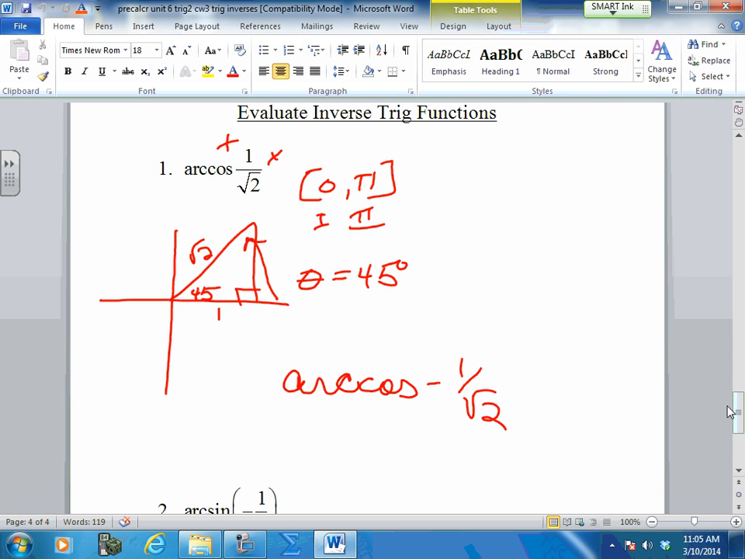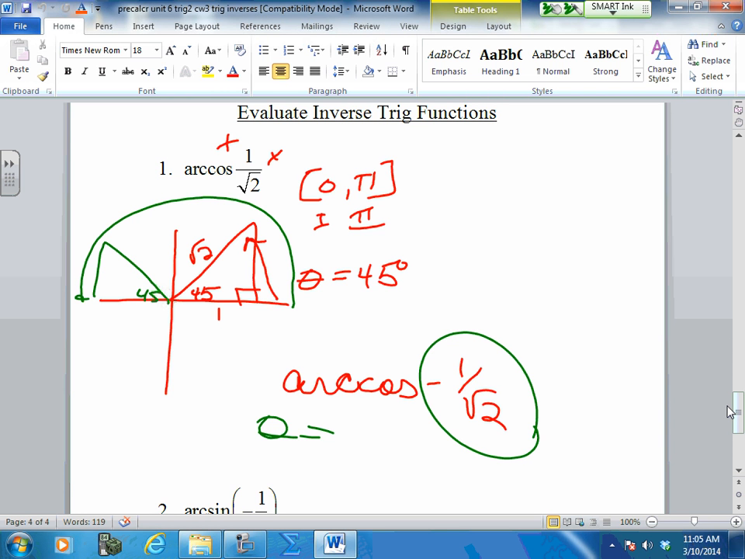If it said this, what quadrant would you be in for this guy? 2. You'd be the same reference angle, but my angle would be what? It goes from here to here. 135. 180 minus 45. 135. And see if your calculator does that. Second cosine negative 1 over radical 2 will give you 135.